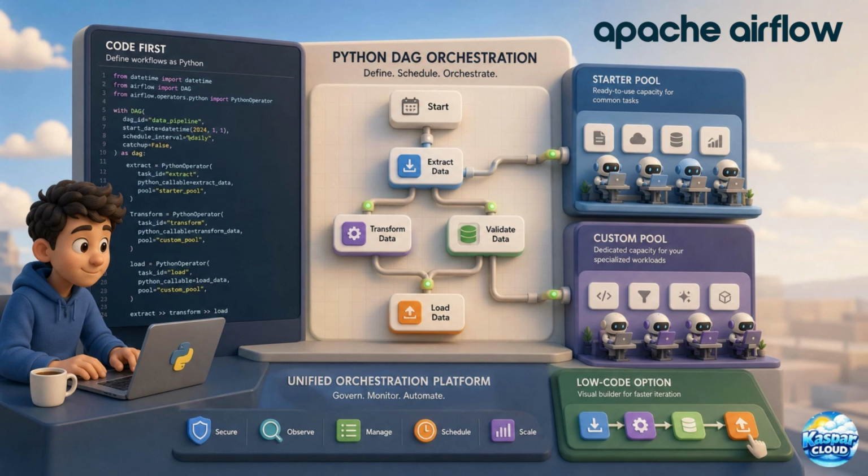Fabric provides support for Airflow job execution using starter and custom compute pool configurations, allowing organizations to manage orchestration workloads within the Fabric ecosystem instead of maintaining a completely separate orchestration platform. Pricing and operational behavior depend on pool configuration, runtime duration, and resource allocation, making capacity planning important for production Airflow deployments.